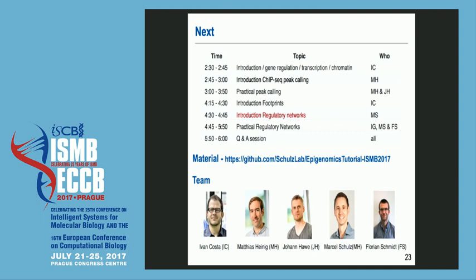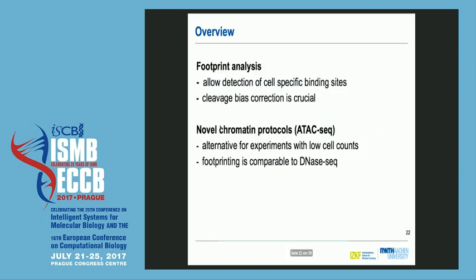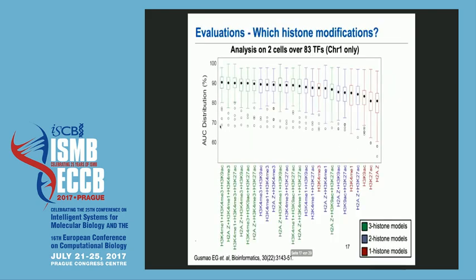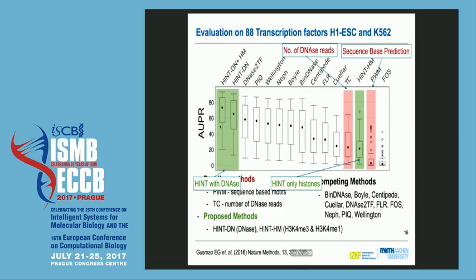I have a question about the slide where you were showing different methods as a box plot. On that slide, the only method which uses the sequence was PWM. Everyone else was using only the DNase, sorry.